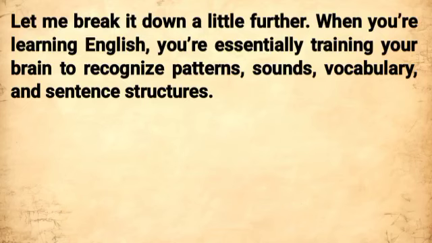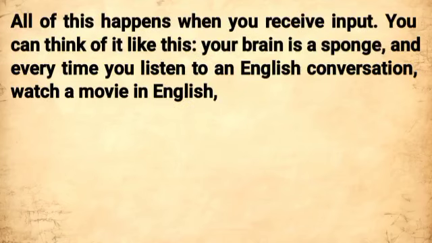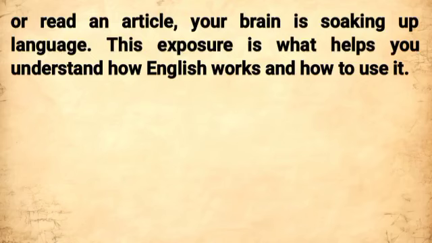When you're learning English, you're essentially training your brain to recognize patterns, sounds, vocabulary, and sentence structures. All of this happens when you receive input. You can think of it like this. Your brain is a sponge, and every time you listen to an English conversation, watch a movie in English, or read an article, your brain is soaking up language. This exposure is what helps you understand how English works and how to use it.